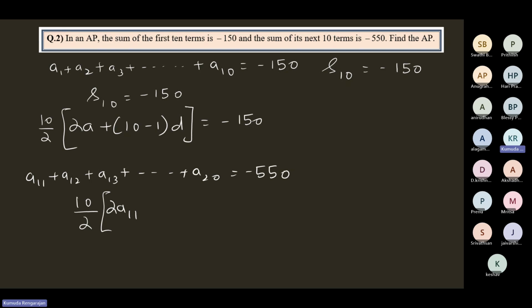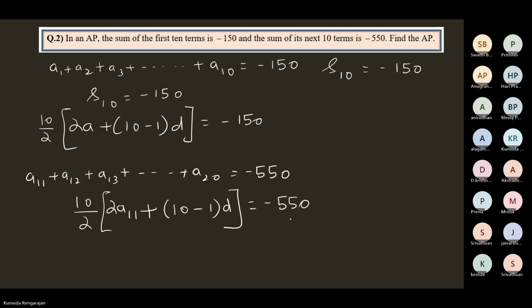How many terms have we added here to get the sum minus 550? 10 terms. So 10 by 2, n by 2, 10 by 2 of 2a, meaning 2 into the first term of the series here, A11, plus (n minus 1), how many terms? 10, so 10 minus 1, into d. Common difference we don't know. D is equal to minus 550.